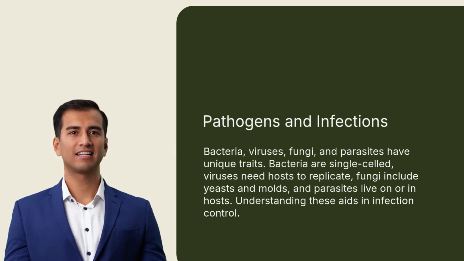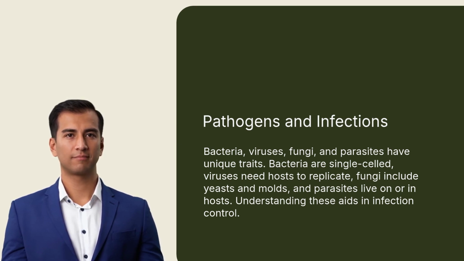4 main types of pathogens cause infections: bacteria, viruses, fungi, and parasites. Each has unique characteristics. Bacteria are single-celled organisms, while viruses need host cells to replicate. Fungi include yeasts and molds, and parasites live on or in hosts. Understanding these helps in targeting infection control measures.